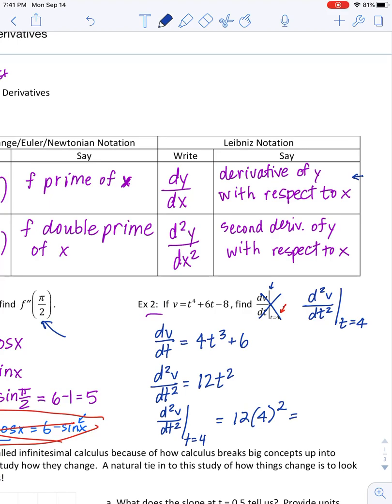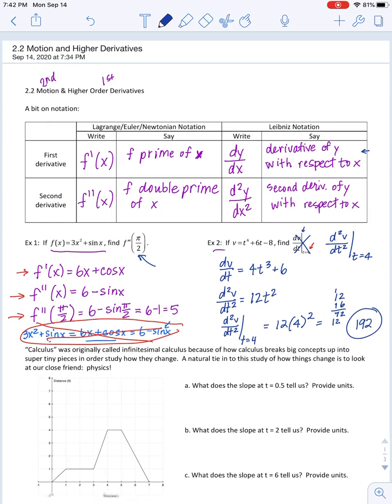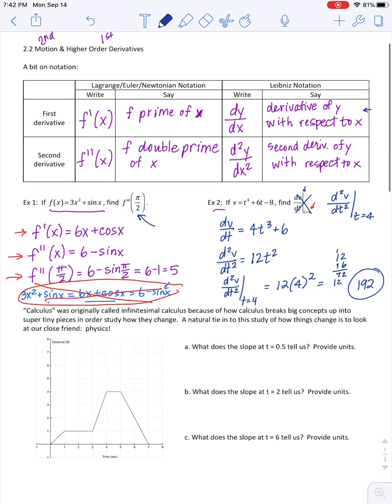Oh my God, what is that? 12 times 16? I have no idea, you guys. How do you guys do math like this in your heads? I straight up do it like I'm 5 years old and put one on top of the other. But I think you guys were raised to be better mathers than I was when it comes to arithmetic. Oh, it's 192. Who knew? So that is our second derivative at t equals 4.